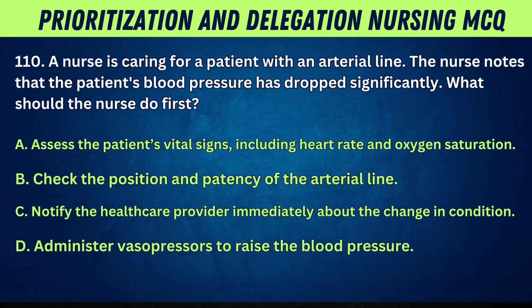110. A nurse is caring for a patient with an arterial line. The nurse notes that the patient's blood pressure has dropped significantly. What should the nurse do first? A. Assess the patient's vital signs, including heart rate and oxygen saturation. B. Check the position and patency of the arterial line. C. Notify the healthcare provider immediately about the change in condition. D. Administer vasopressors to raise the blood pressure.